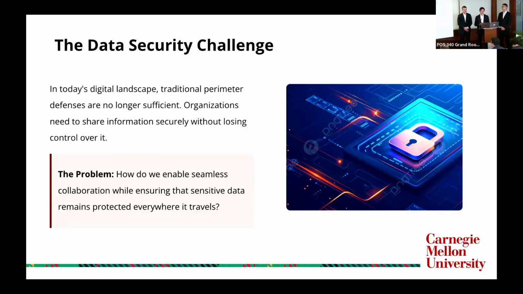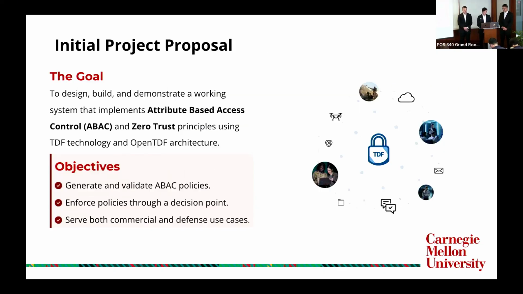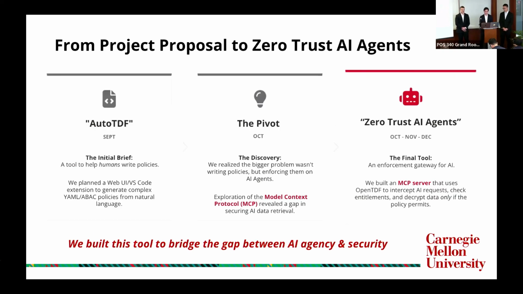And crucially, this problem has become even more important with the rise of AI, as we're not just worried about humans sharing files anymore. We're also worried about AI sharing, accessing, and potentially leaking vast amounts of sensitive data. So to address this, our initial project briefing given by Virtru was essentially to explore what's called attribute-based access control within Virtru's ecosystem. Our goal was to build a system that could generate, validate, and enforce the policies needed to enforce this security.